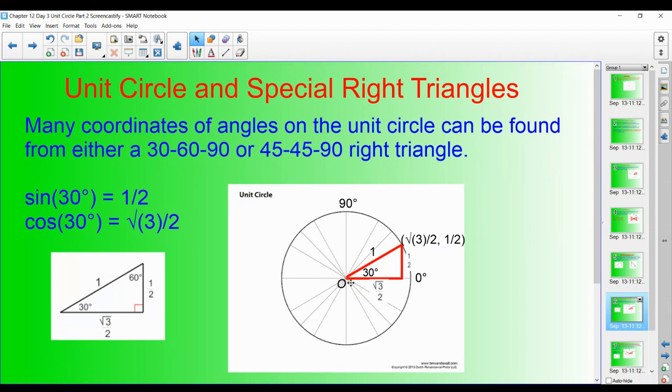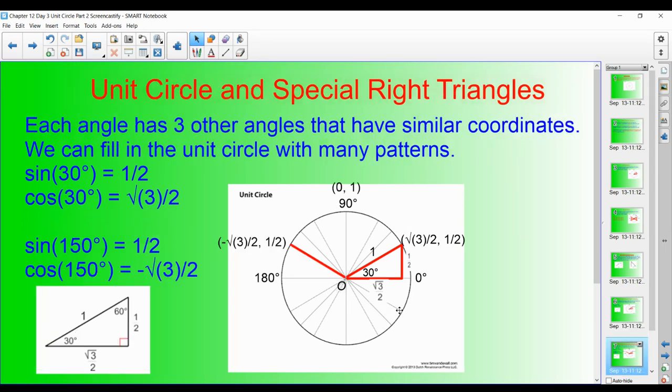Now what we're going to do with that is look at 150 degrees and 210 degrees and 330 degrees and realize the only thing that's going to change is the sign, whether it's a positive or a negative. So looking in the second quadrant, the 150-degree angle, we saw that it has the same height. So the sine of 30 and the sine of 150 degrees are both 1/2. They both have the same height.